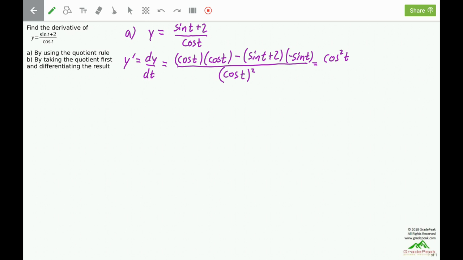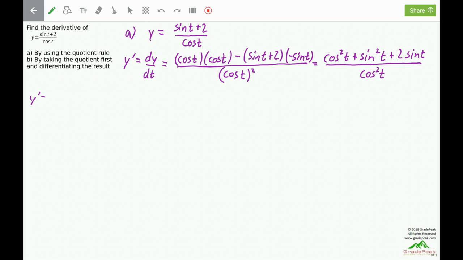Sine of t times sine of t will be sine squared of t, and sine of t times a 2 will be a plus 2 sine of t. Remember that they'll both be positive here because we have a double negative, and the negatives will multiply to become a positive. All of this is divided by cosine of t squared, which can also be written as cosine squared of t.